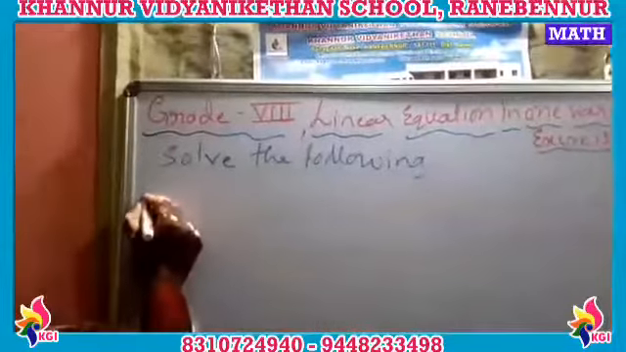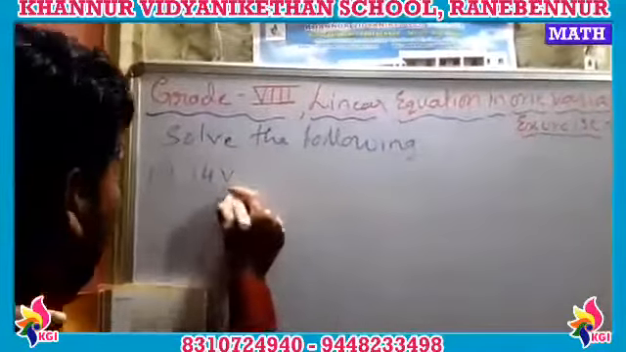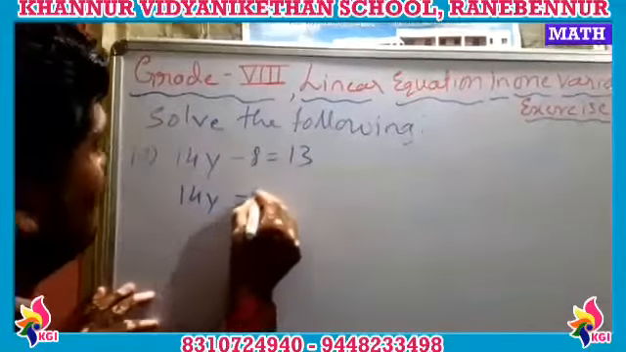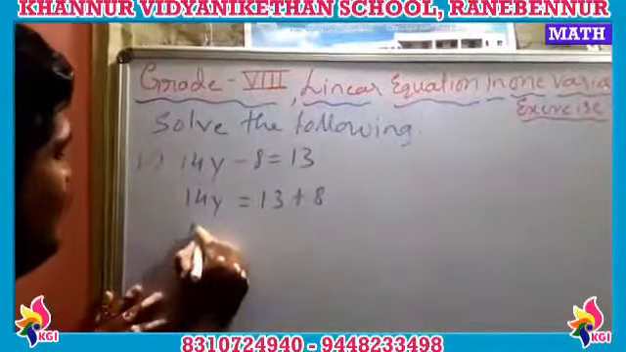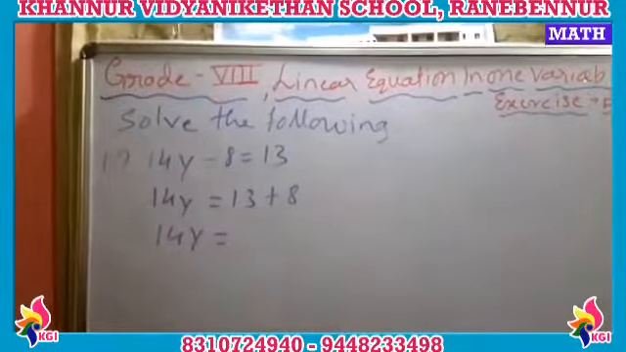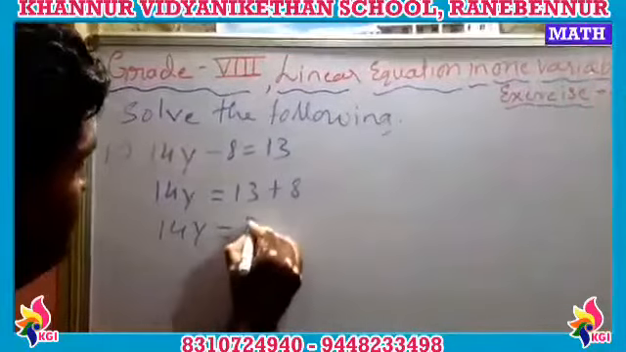The 10th one says that 14y minus 8 is equal to 13. It is quite similar, correct? So then it is 14y is equal to 13 plus 8. Why? Because minus changed into plus. 14y, so 13 plus 8 is 21. Correct, children? So it is 21.